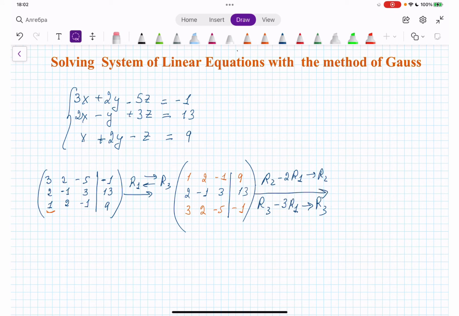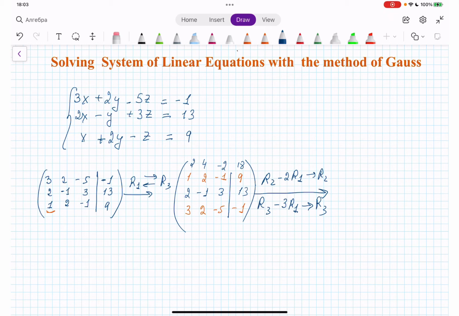So what do I get here? Let's do the first operation first. I need to multiply the first line by 2 to do this operation, right? Twice R1. So it's going to be 2, this is going to be 4, this is going to be -2, this is going to be 18.